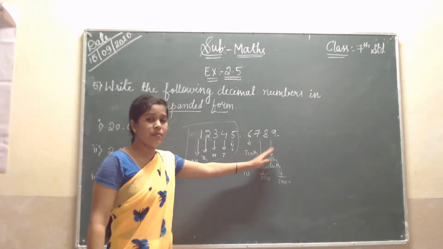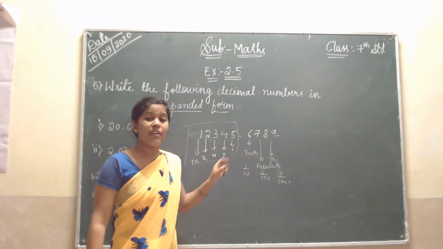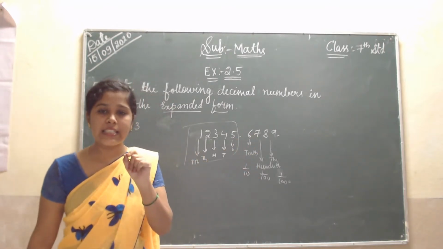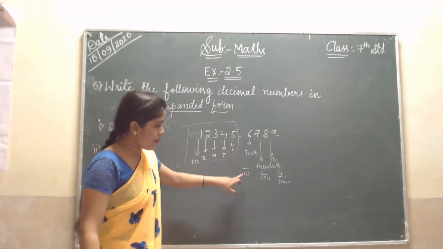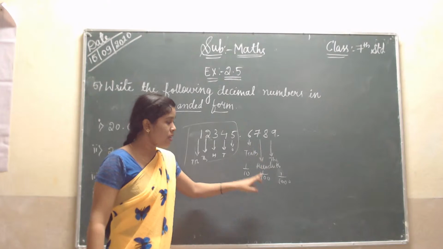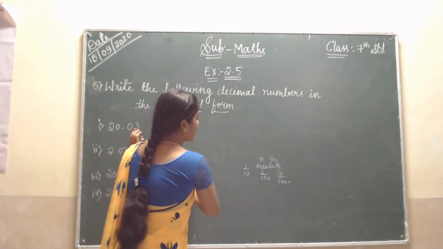Because after the decimal, the place value of 6 is tenths and 7 is hundredths. We have to write TH at the end. Understood? So here the 6's place is 1 by 10, and the 7's place is 1 by 100. So we have to write it in expanded form. Let's see, we'll solve one example.